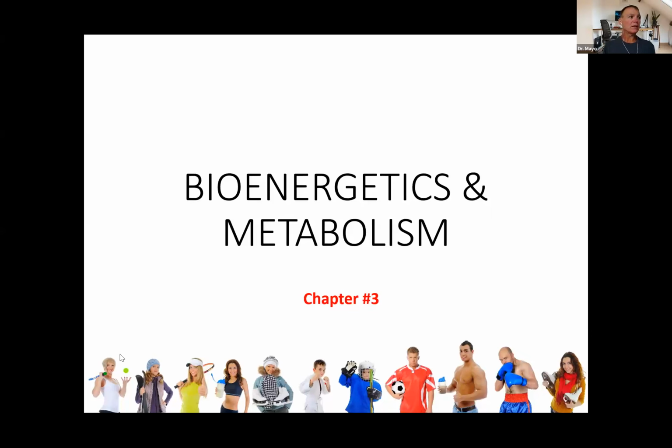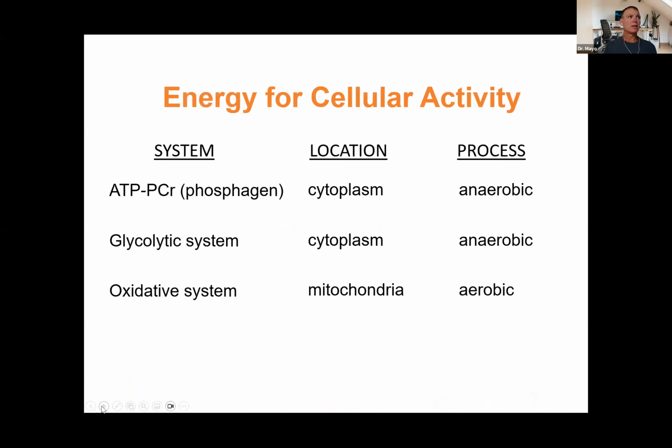I'm just going to do a quick refresher, and it's going to be short and sweet on this one. Last time we finished up talking about the fact we have these three energy systems: the ATP phosphocreatine system, sometimes we just call it the phosphagen system, the glycolytic system, and then the aerobic system.